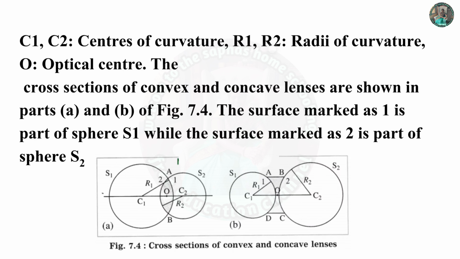P1, P2, P3 are incident rays of light and Q1, Q2, Q3 are refracted rays of light. O is the optical center. F1, F2 are the principal foci of the lens. F is the focal length of the lens.